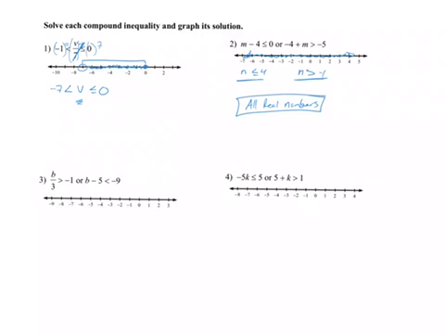Number 3, we have another OR. So I'm going to solve this one on the left by multiplying both sides by 3. So end up with b is greater than negative 3. The one on the right, I'm going to add 5 to both sides. So end up with b is less than negative 4.